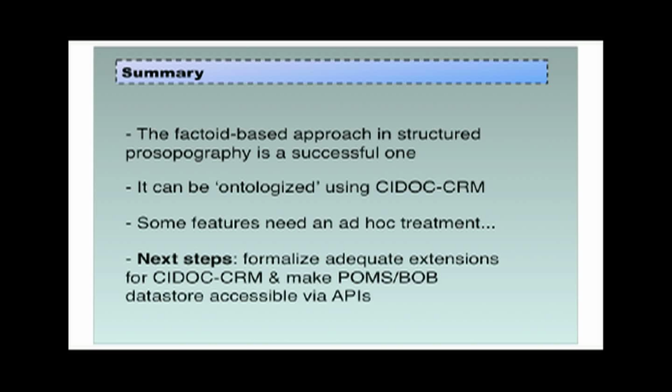So, wrapping up, essentially during my talk I touched on 3 fundamental points. First, I've shown you that the factoid-based approach in structural prosopography is a successful one. Second, I've talked about how it can be ontologized, in particular by making use of CIDOC CRM. Third, I've shown you the remaining open issues that derive from a careful ontological consideration of the notion of interpretation. Currently, we're working on a more precise formalization of these ideas to the purpose of using it to make our most recent prosopographies available as linked data. Well, as open data that can be accessed by anybody.